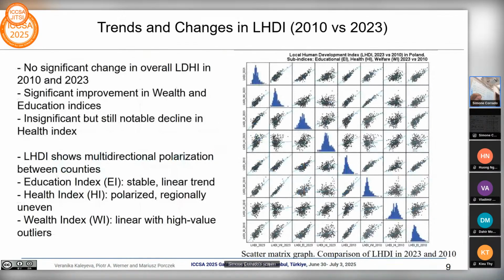Another interesting conclusion was that although the average parameters of the local Human Development Index have not changed significantly, we observed polarization. The counties with low levels of human development in 2010 worsened their scores, while the top performers maintained a high level. The greatest variation concerned the health component, and it's already visible on the scatter plot matrix. These indices are widely disparate, mostly related to the health indicator.